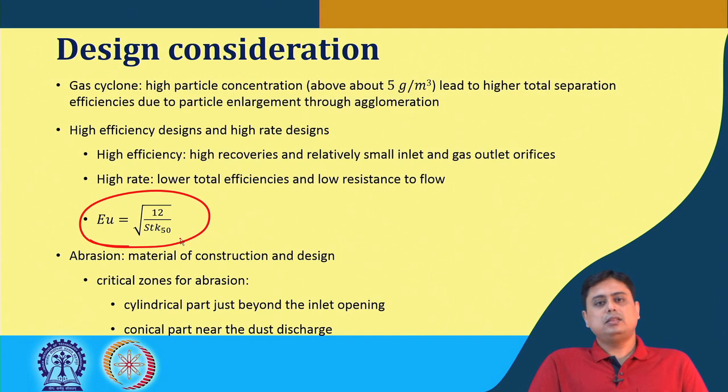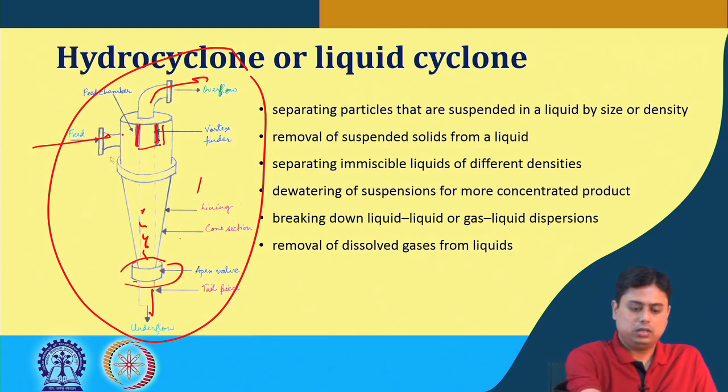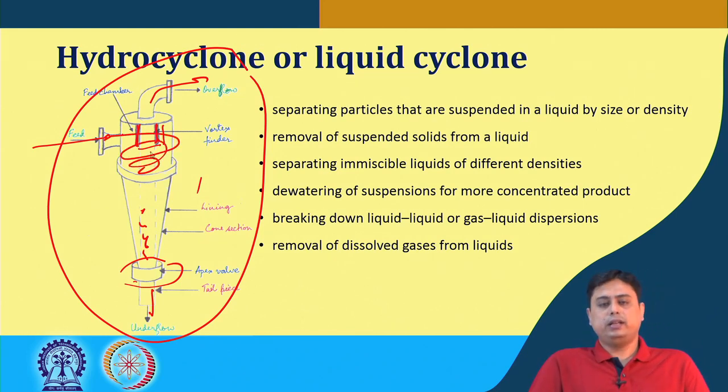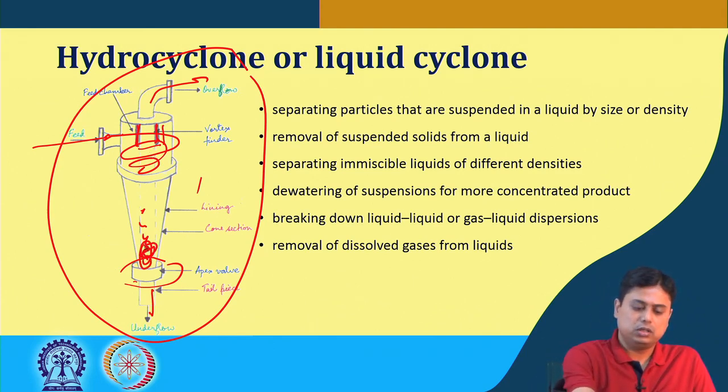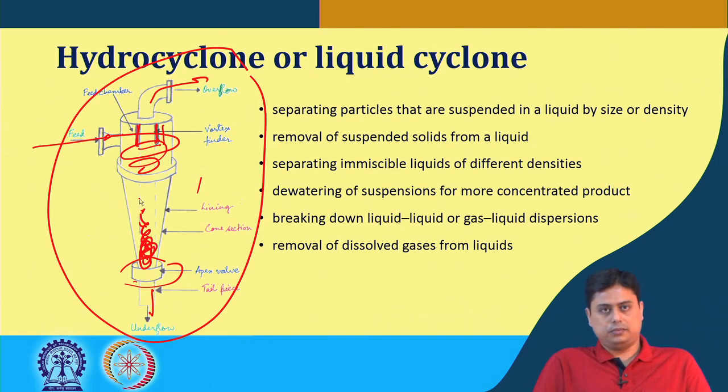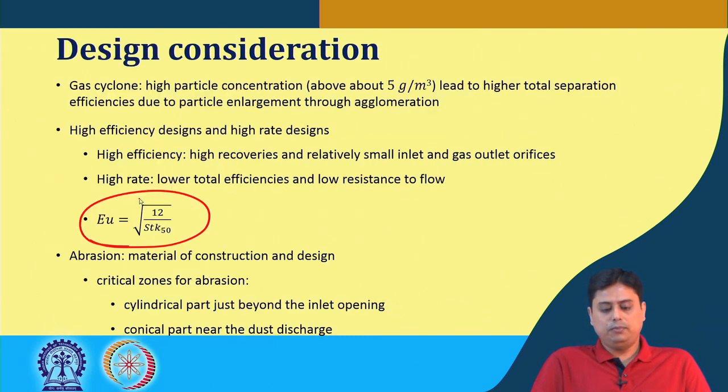and the other is the conical part near the dust discharge, because in this portion the high velocity fluids are entering and creating the vortex, and at this position the direction changes. So, these positions are more prone to this abrasion. So, the design or the construction material has to be chosen very wisely.